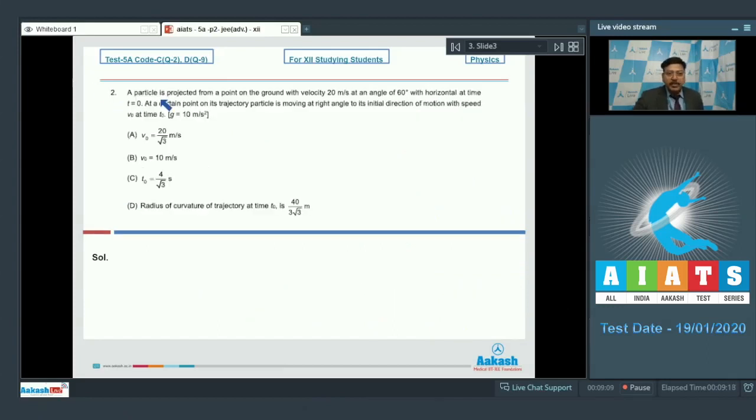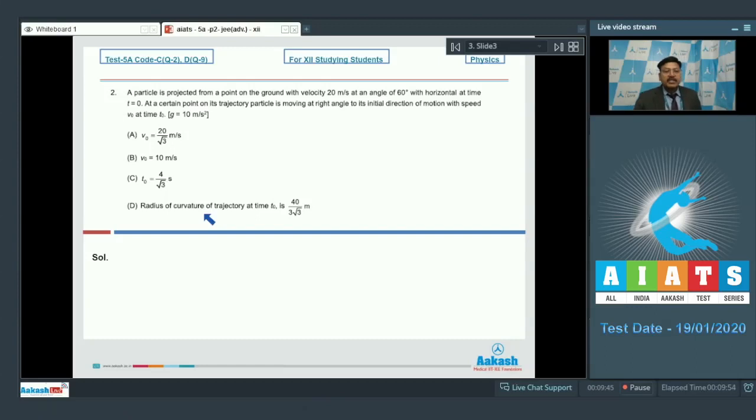Question 2 says a particle is projected from a point on the ground with velocity 20 meter per second at an angle of 60 degree with horizontal at time t equal to 0. At a certain point on its trajectory, particle is moving at right angle to its initial velocity of motion with speed v0 at time t0. G is given to be 10 meter per second square. Then there are options about values of v0 and t0 and radius of curvature of trajectory at t0.